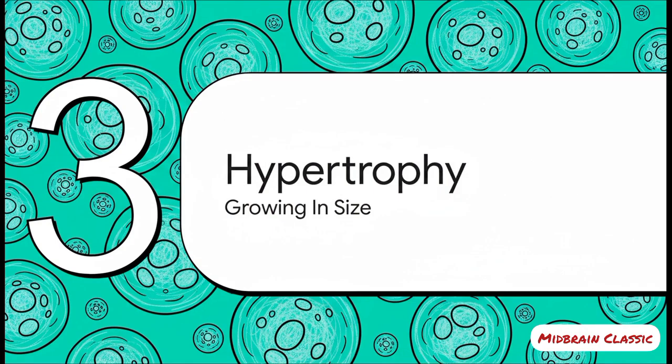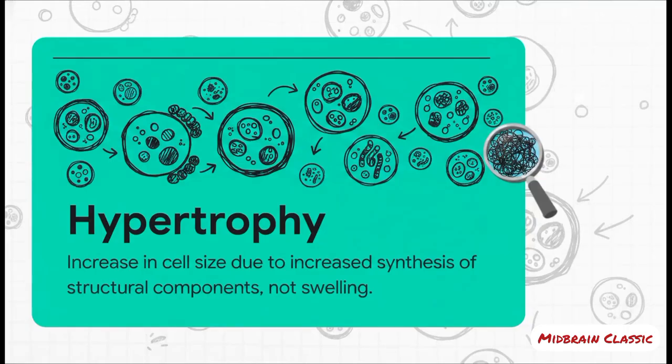Section 3. Hypertrophy, growing in size. Now, shifting our focus from cell quantity to cell volume, we have hypertrophy. By definition, hypertrophy is an increase in the size of the individual cell. But you really need to understand that this happens due to the increased synthesis of structural components inside the cell. It's an active structural bulking up. It is absolutely not just passive cellular swelling from taking on water.